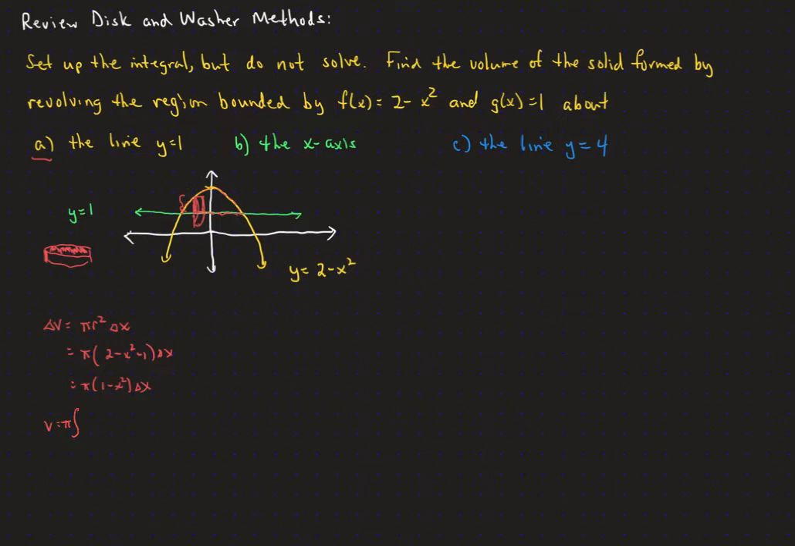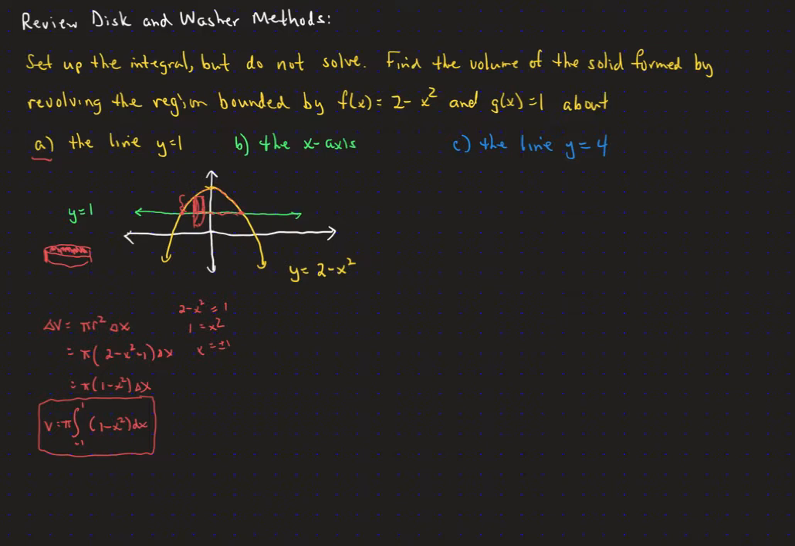We need to know where these curves intersect. What are our limits of integration going to be? To do that, we can take 2 minus x squared and set it equal to 1. If I subtract the 1 and add the x squared, and then take the square root of both sides, we'll see that it's going to go from negative 1 to 1. And then we're going to get our 1 minus x squared dx. And we're just going to leave it right there. That's going to be our volume.